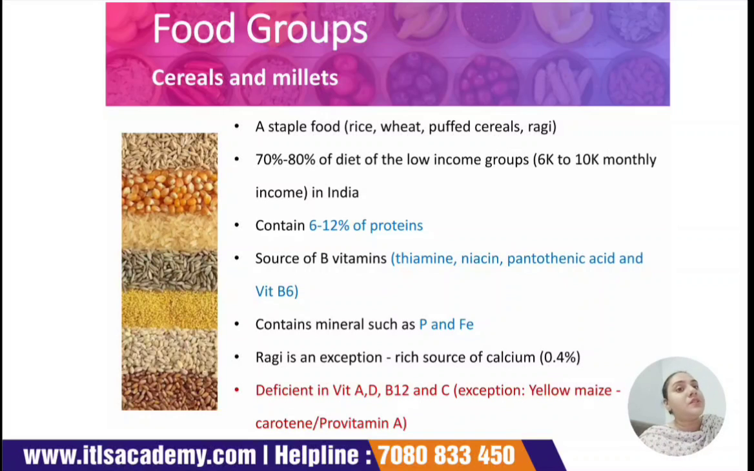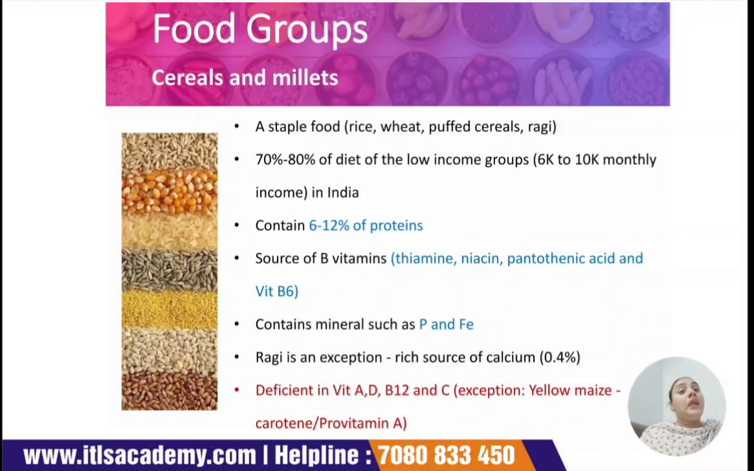About 70 to 80% of the diet of low income groups, that is those earning 6 to 10k in India. This is something we will understand in detail someday: if you see the graph of the economy of India, the group of people that earn between 6k to 10k monthly income mainly consume the cereal and millet type of food groups.